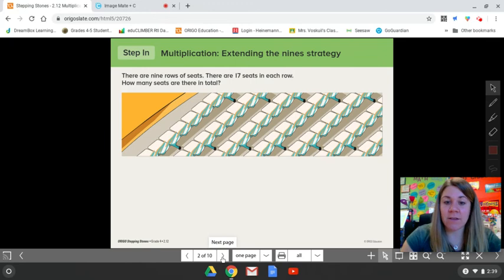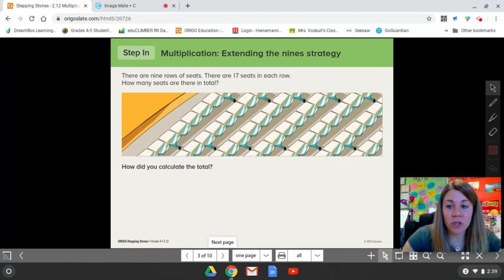So there are 9 rows of seats, and there are 17 seats in each row. How many seats are in total? What multiplication equation can I write for this problem? 9 rows of seats and 17 seats in each row. What equation can I write?